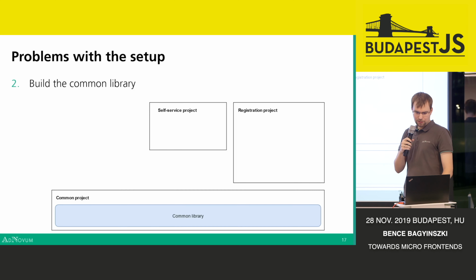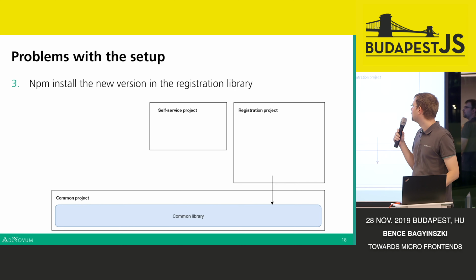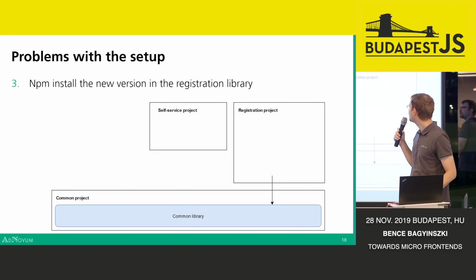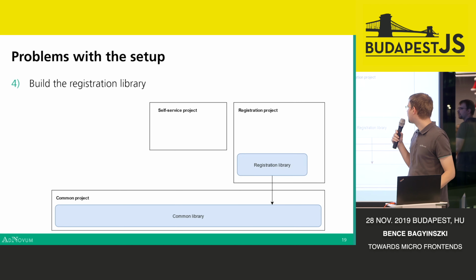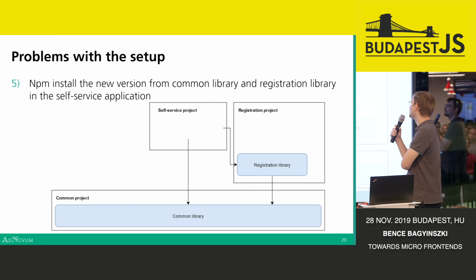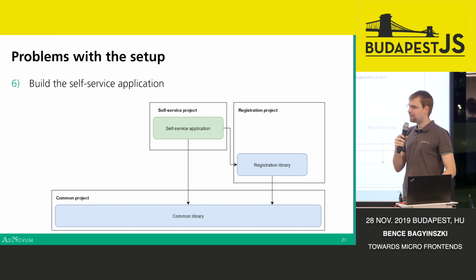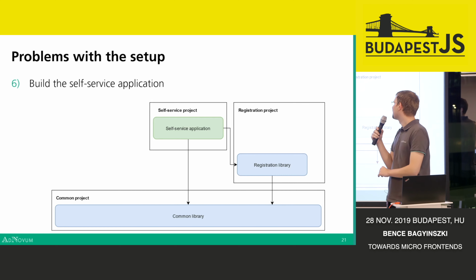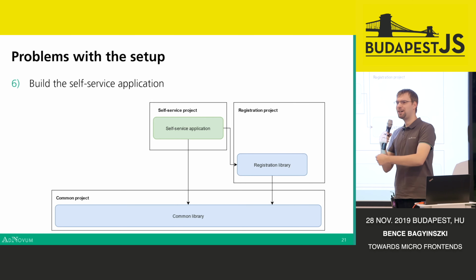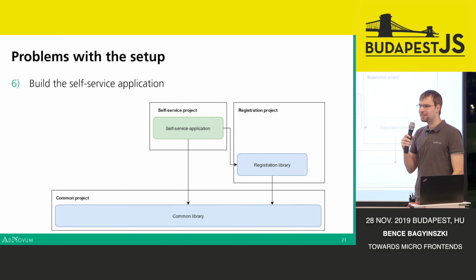And we fix it, and we would like to see if it really solved the problem. So first, we have to build the common library, then do an npm install for the new version in the registration library, then build the registration library itself, then npm install the new version from the common and the registration library in the self-service application, and last but not least, build the self-service application, and now we are ready to try it out. Well, that's a lot, right?